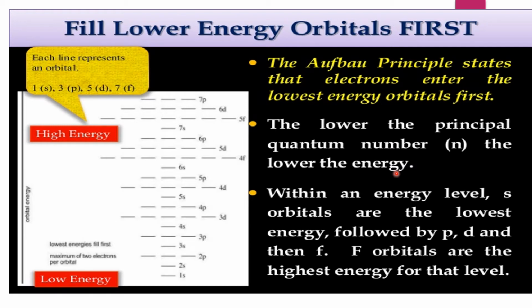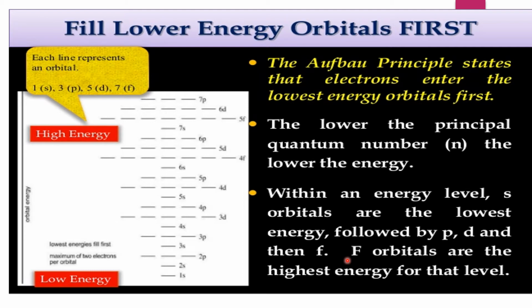So here n value, that is the principal quantum number value, gives us the energy of the atom. Suppose if n is equal to 1, it has least energy, n is equal to 2 has greater energy, n is equal to 3 has much greater energy than 1 and 2, and so on. So here, the lower the principal quantum number, the lower is the energy. Within an energy level, s orbitals are the lowest energy, followed by p, d and f. So here, how they are filled is, first lower energy, first orbit, and then second orbit, and then third orbit.